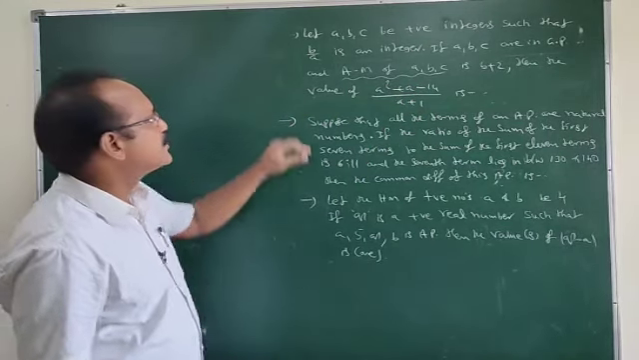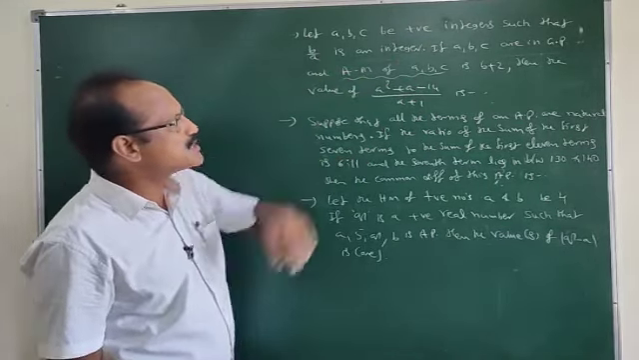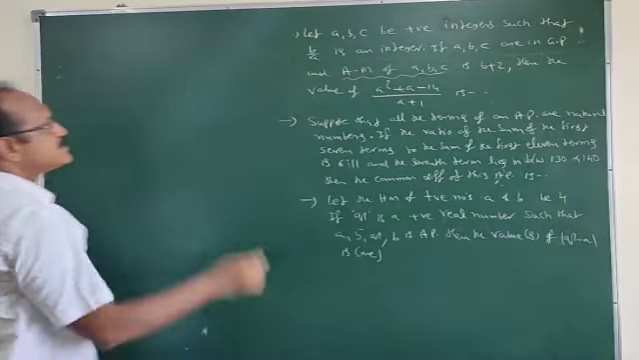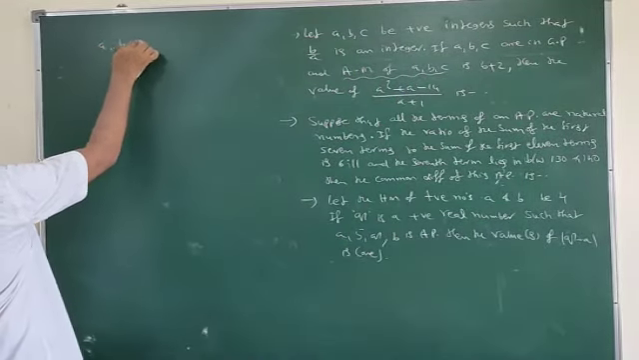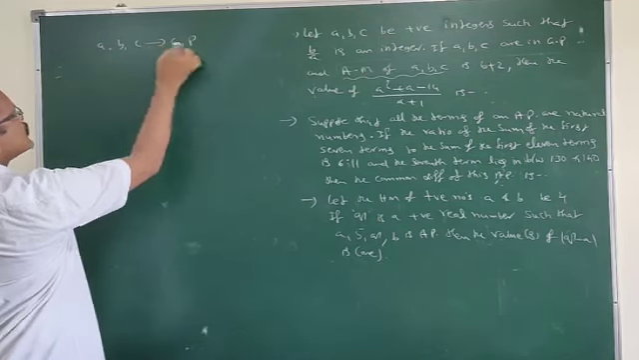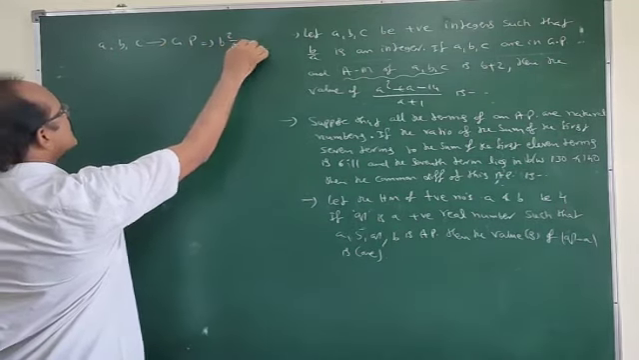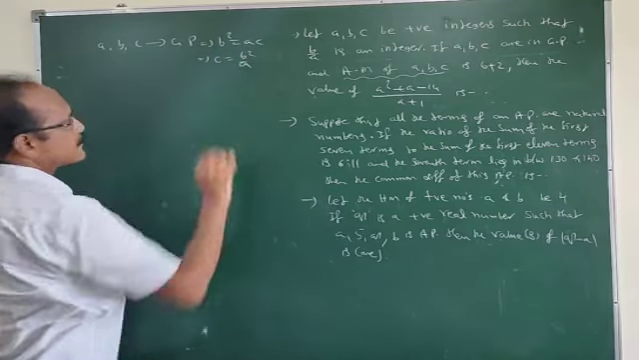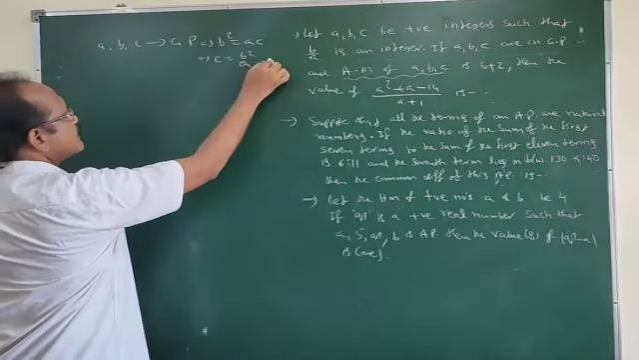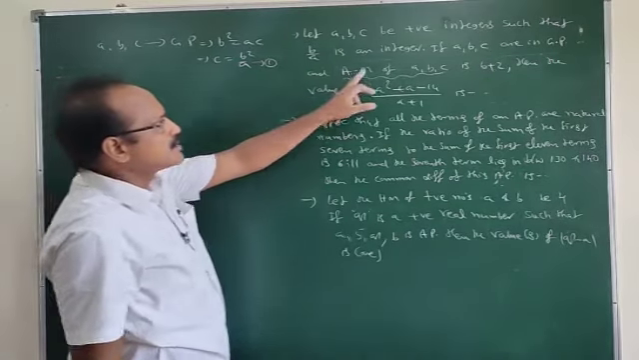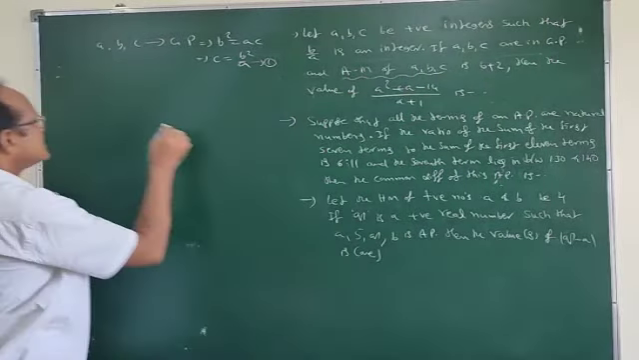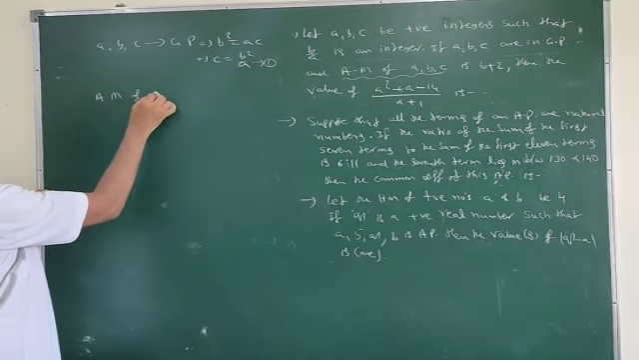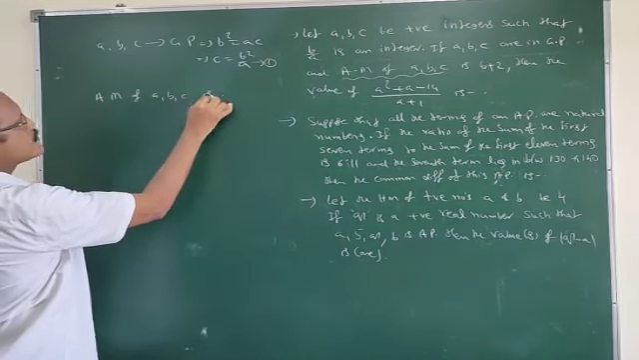Coming to the data, A, B, C are positive integers such that B by A is an integer. A, B, C are in GP, so you can write B square equal to AC, or C is equal to B square by A. Let it be the first data point. And the arithmetic mean of A, B, C is B plus 2.